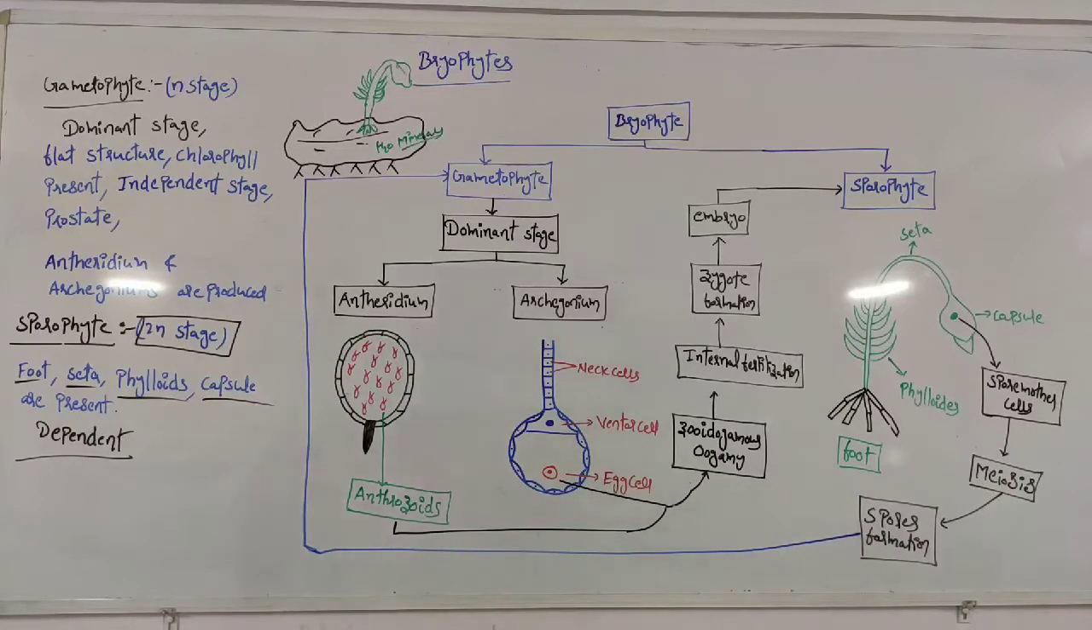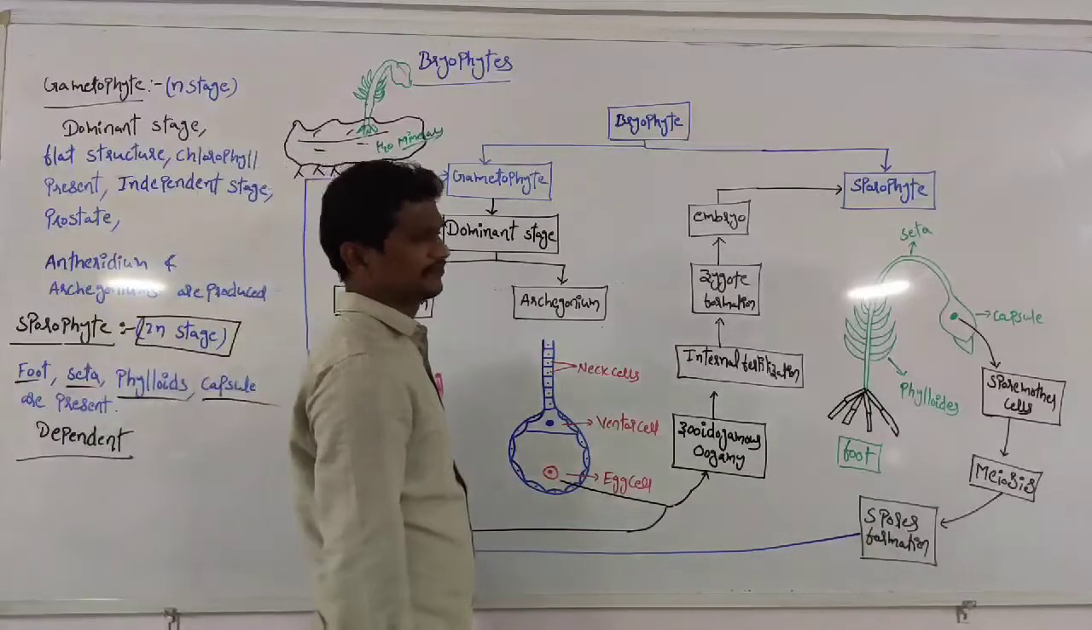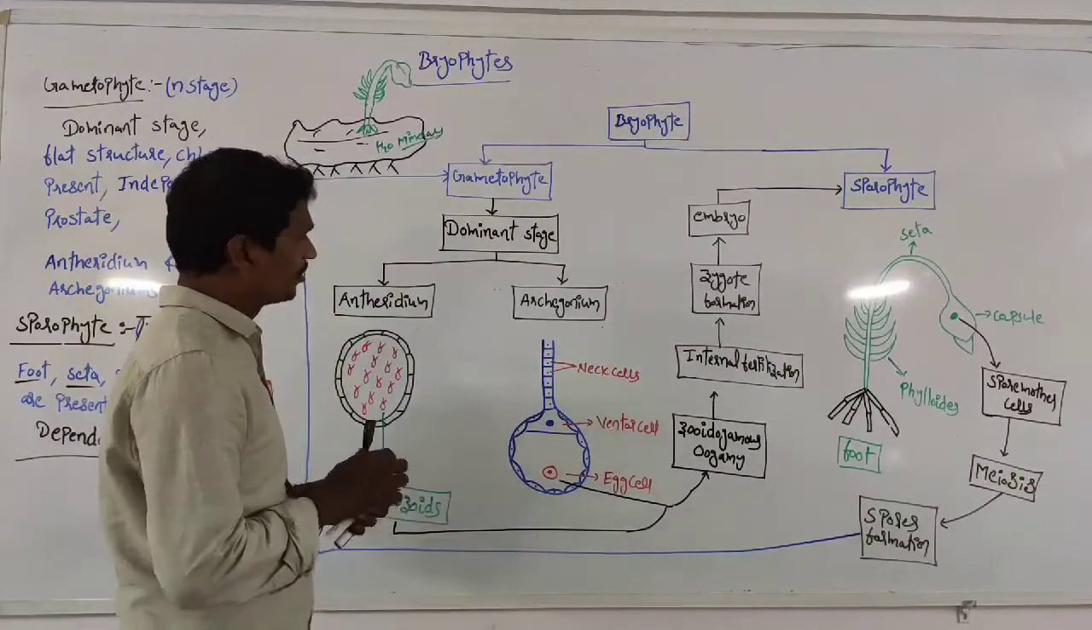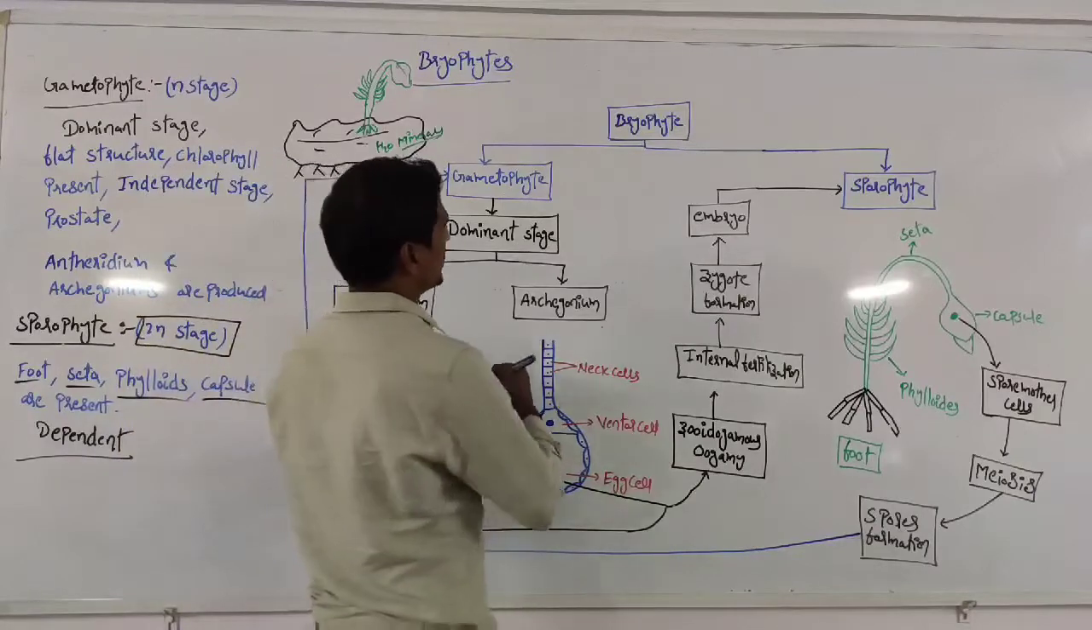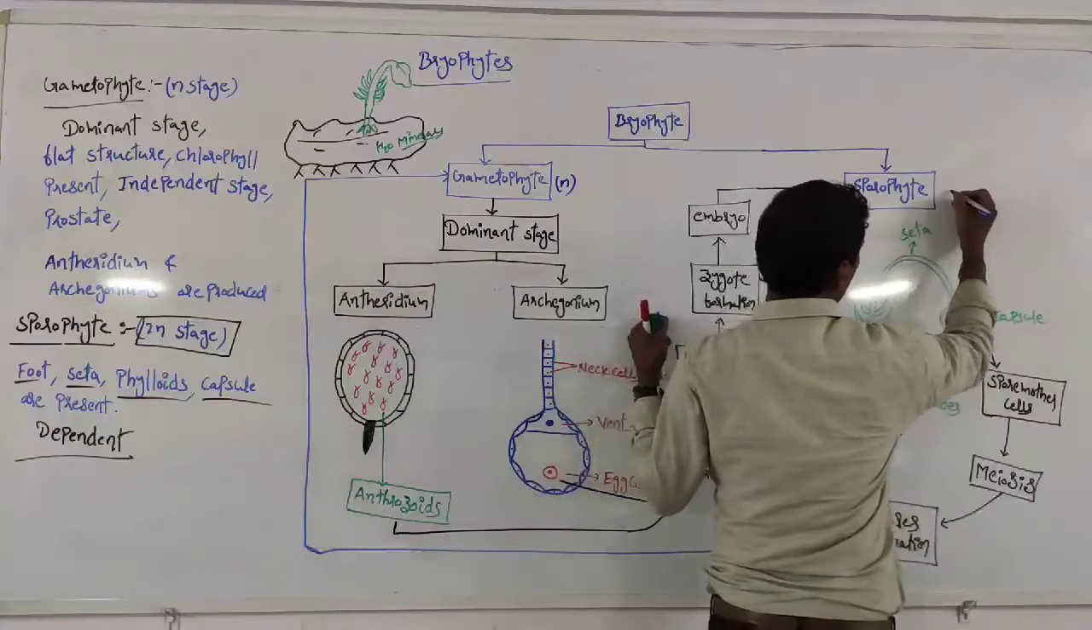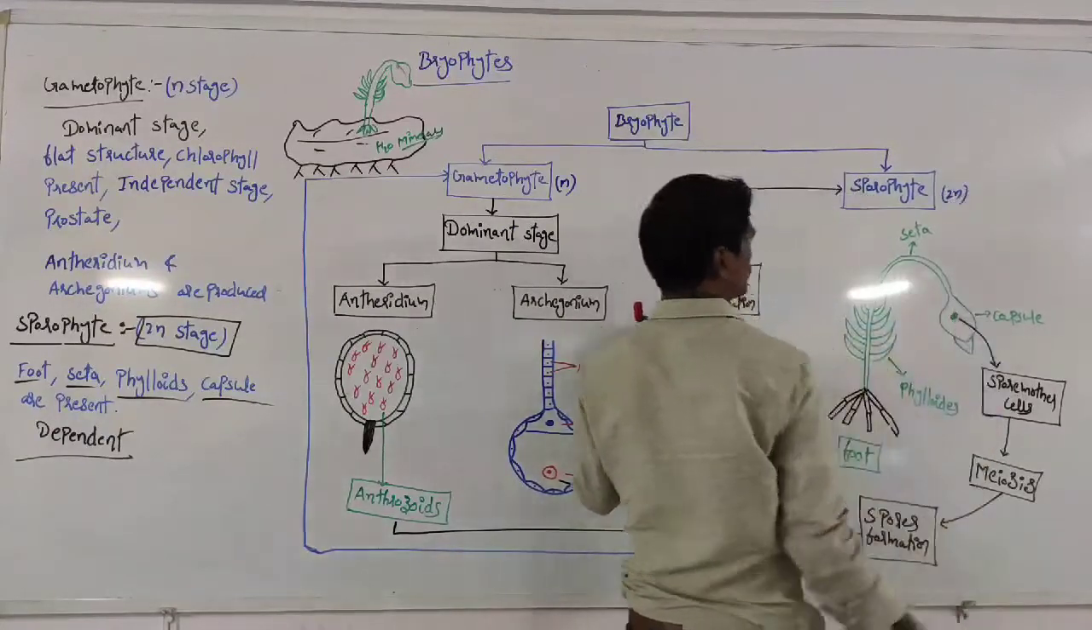Here, coming to the next topic, the bryophytes. In the bryophytes, we already discussed there are two stages. One stage is called the gametophyte stage, which is the n stage. The other stage is the sporophyte stage, which is the 2n stage.